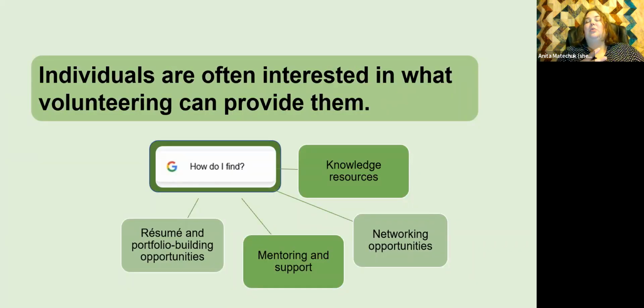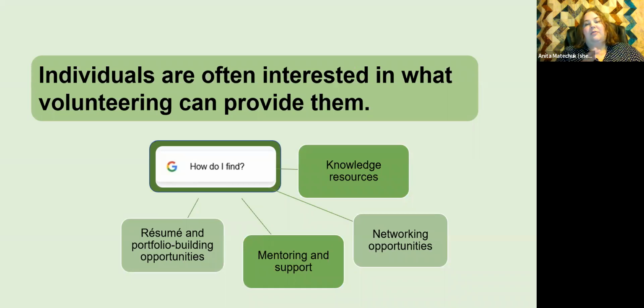Some of the things that we were interested in trying was, okay, well, how do I find the knowledge resources? How do I network with other individuals? And how do I actually meet people, not just have a LinkedIn connection? We were also interested in the mentoring and support that comes fairly naturally through volunteering, because I have found it's a very generous community in which everyone was willing to share to help us learn our new roles.